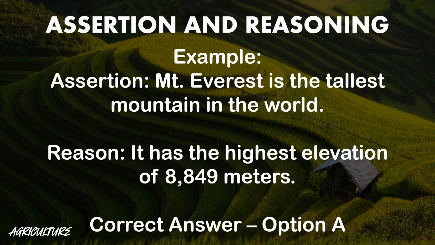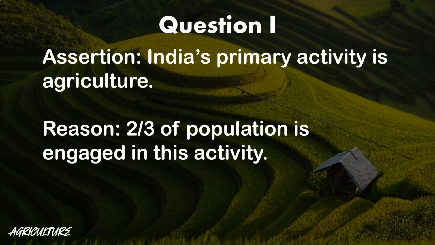So yeah, correct answer is option A. Assertion is true, reason is true, and reason is the correct explanation of the assertion. So now let's actually get into our topic of agriculture and look at some assertion and reasoning questions.